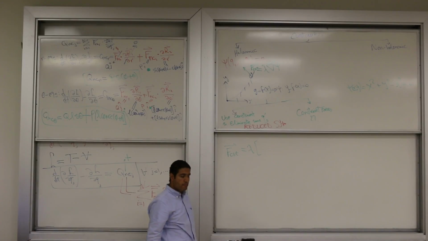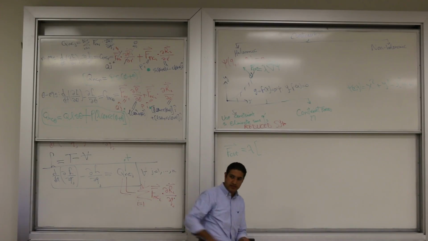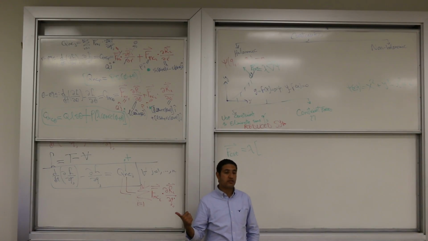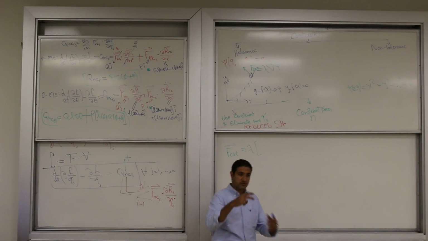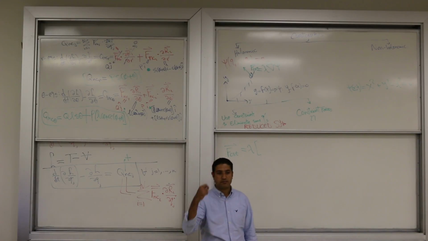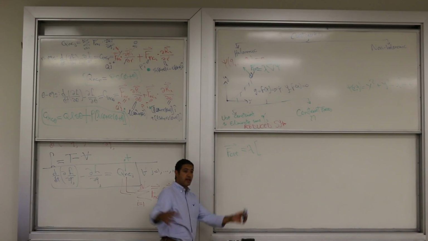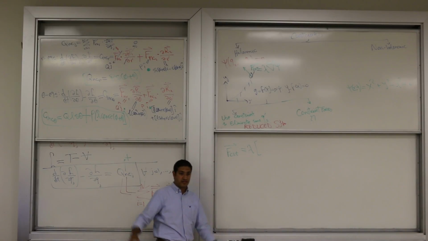If it's a function of x, y, and z, our space, the gradient will be partial psi, partial x in the x direction. Gradient is a vector, right? So it has components. Partial psi, partial x in the x direction, partial psi, partial y in the y direction, partial psi, partial z in the z direction. This is how it's represented in the x, y, z space.